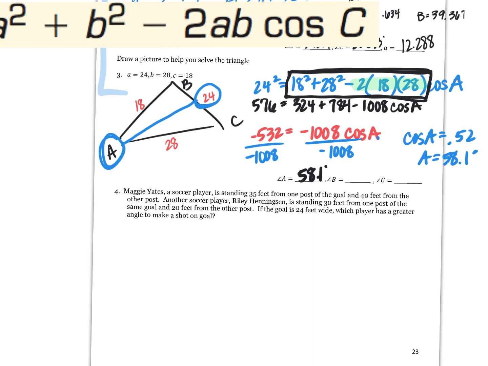C. So I'm going to say sine of C over little side C, which was 18, is the sine of, we now know A was 58.1, over the side of A, which was 24. We're going to cross multiply. You can really show as much or as little work during this process as you want. 18 sine of A over 24.